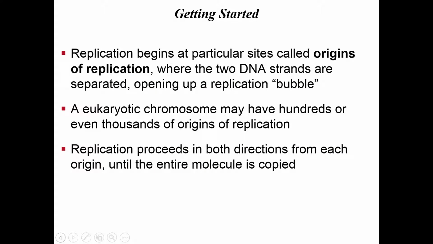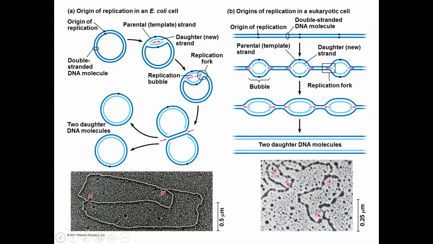All right, so looking at DNA replication. DNA replication occurs at a site along the molecule of DNA called the origin of replication. Now, when you're talking about the origin of replication, bacterial chromosomes have a single origin of replication. Eukaryotic chromosomes have multiple origins of replication.